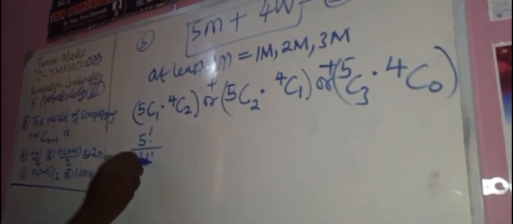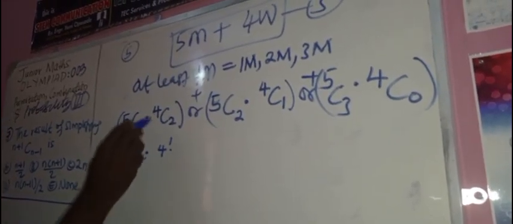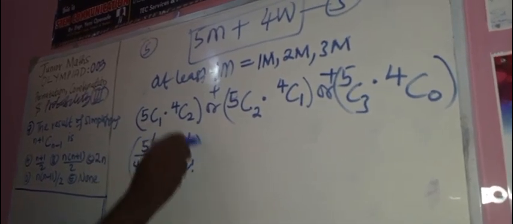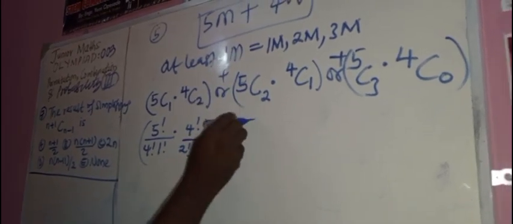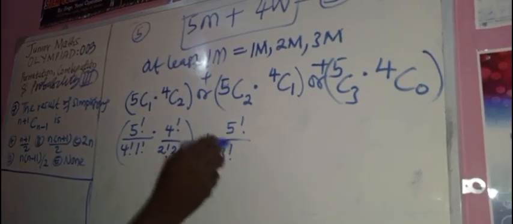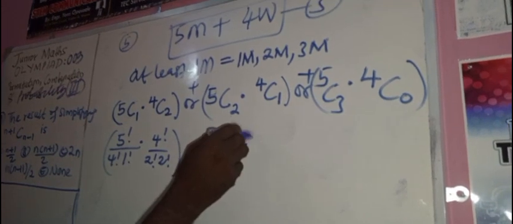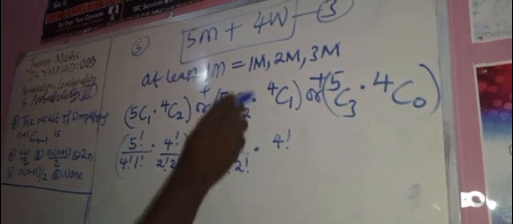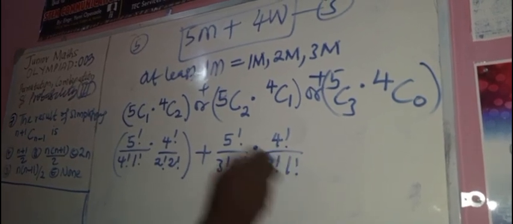So this will be 5 factorial over 5 minus 1, that is 4 factorial times 1 factorial, dot 4 combination 2, that was 4 factorial over 4 minus 2, that was 2 factorial times 2 factorial. You simplify that, you already know what to do with that. Plus 5 factorial over 5 minus 2, that's 3 factorial times 2 factorial, dot, this is 4 factorial over 4 minus 1, that is 3 factorial times 1 factorial.